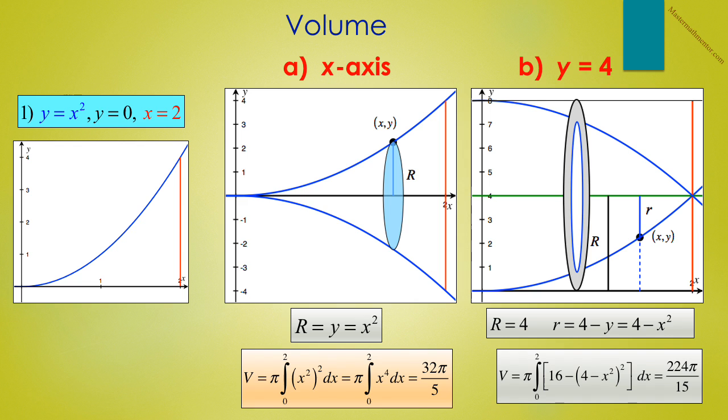So using our washer formula, V equals pi integral of capital R squared minus small r squared, V will equal pi, the integral from 0 to 2, of 16 minus the quantity 4 minus x squared, squared, dx. And while we could simplify this, there is no need because we are going to use the calculator anyway. Our final answer is 224 pi over 15.